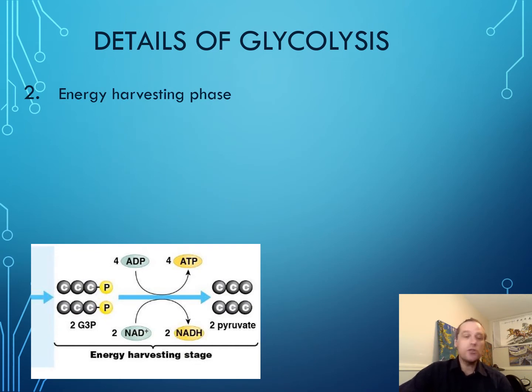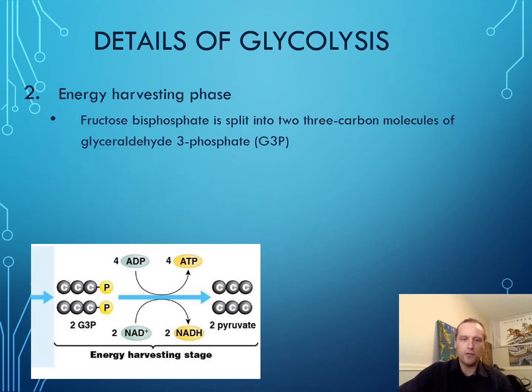So we've invested two ATP, gotten this glucose molecule so that it will undergo some reactions, and now we can get some energy out of it. So in the energy harvesting phase, fructose bisphosphate is split, or lysis, right? Glycolysis, splitting a sugar, split into two 3-carbon molecules of glyceraldehyde 3-phosphate. You can just think of that as G3P. That is totally good enough, G3P. And G3P is not particularly special. We didn't get any energy out of it, so we haven't harvested energy yet.